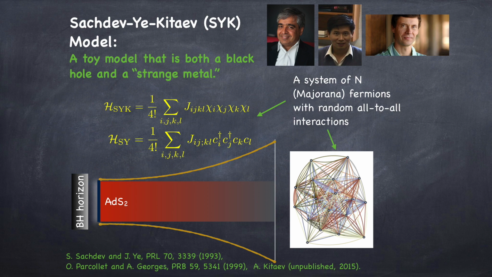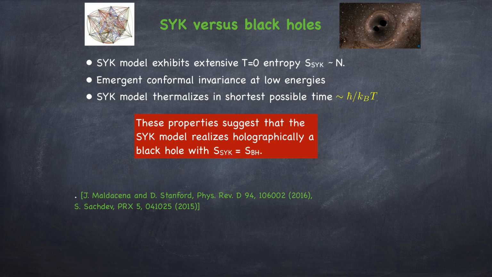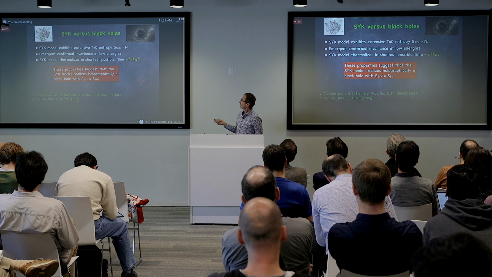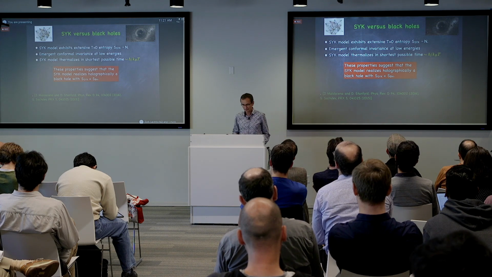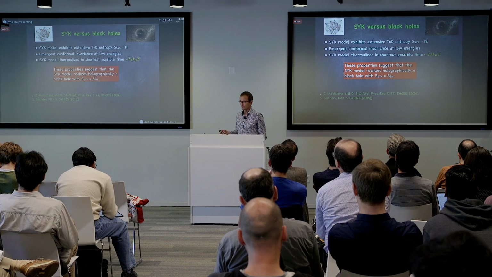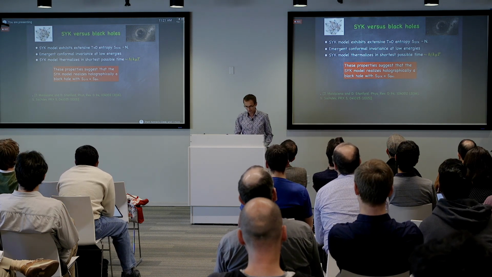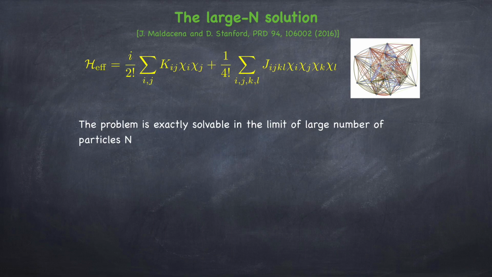So can we somehow create a model that behaves according to that fermionic Hamiltonian in a lab? Just a very quick summary. The SYK model exhibits extensive T equals 0 entropy. It has emergent conformal invariance at low energies. And it also thermalizes in the shortest possible time that is consistent with causality and unitarity. It is these properties that suggest strongly that it realizes this black hole holographically. And of course, we have more evidence from lots of papers out there that this is the case.